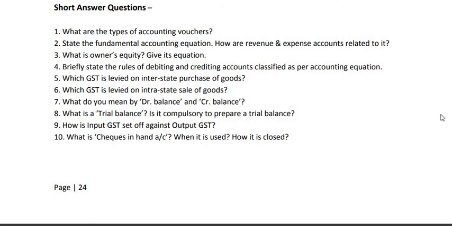Okay. So here our chapter number 3 ends. That means this is the end of chapter number 3, recording of transactions 1. In the next class I will start recording of transactions 2. Okay.